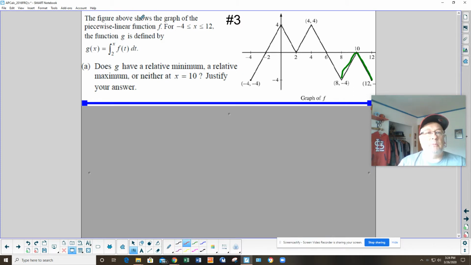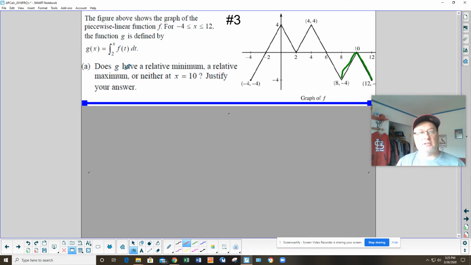It says, the figure above shows the graph of a piecewise linear function f from -4 to 12. This is f. The function g is defined by this. So g is this function. Whenever I see an upper bound of x, I'd be willing to bet that the fundamental theorem of calculus is involved. I would say 9 out of 10 times that is true. So let's just read the question.